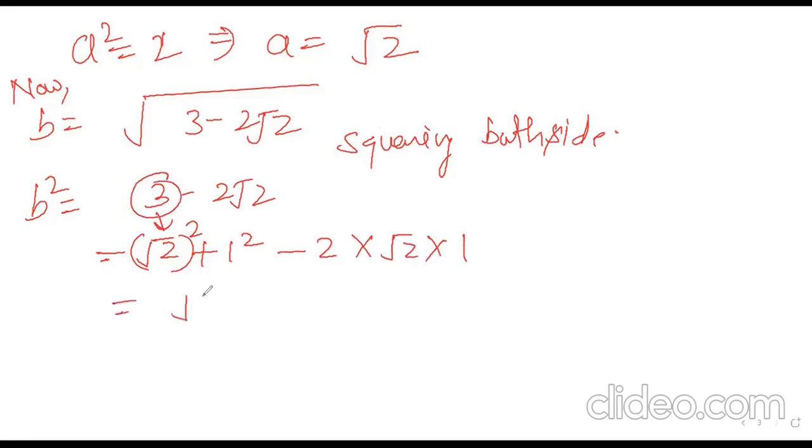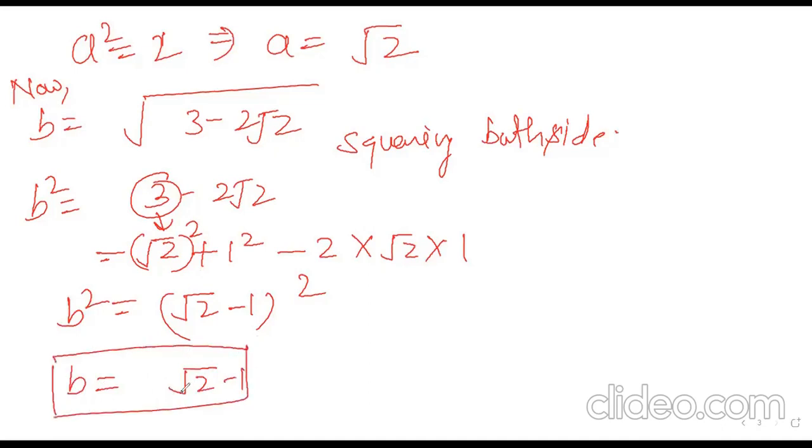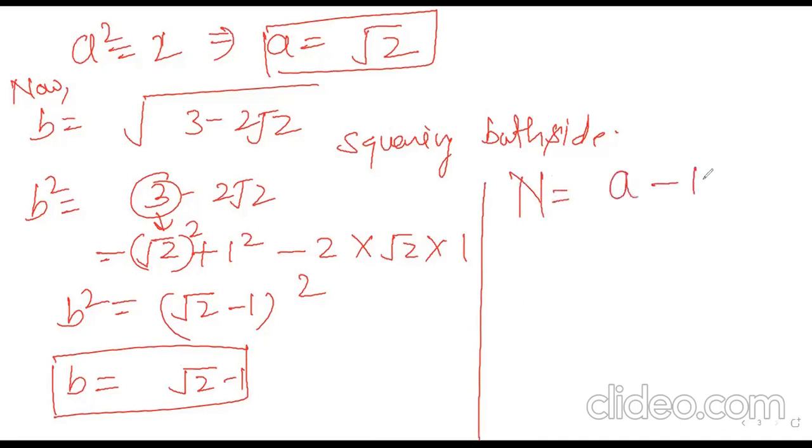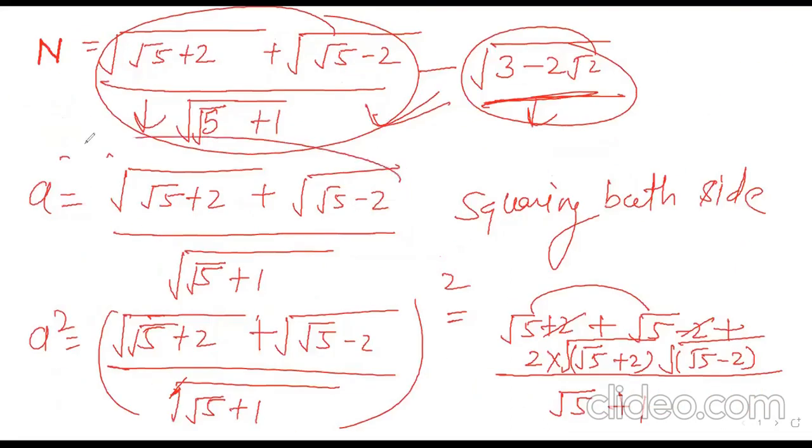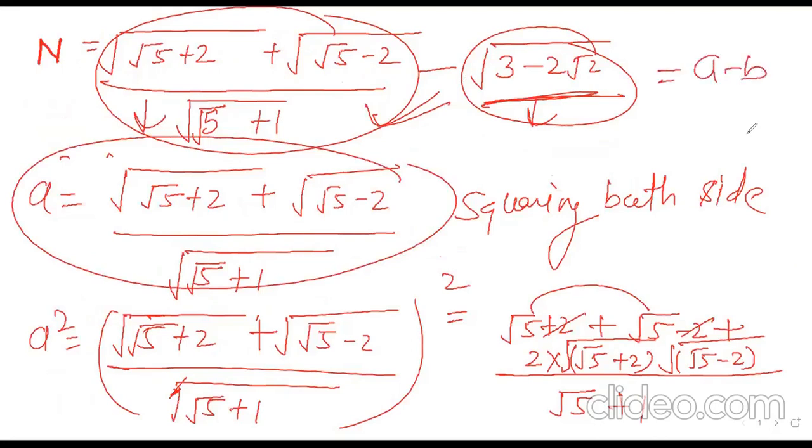Now the formula will come. Root 2 minus 1 whole square. b square is there, then definitely b is there, root 2 minus 1 simply. Okay. So b is this one, a is this one. Now put down these values in n. So now n is equal to actually a minus b. According to that we have taken the values, a is the whole term. Means if we have taken a this way, this is actually a minus b.